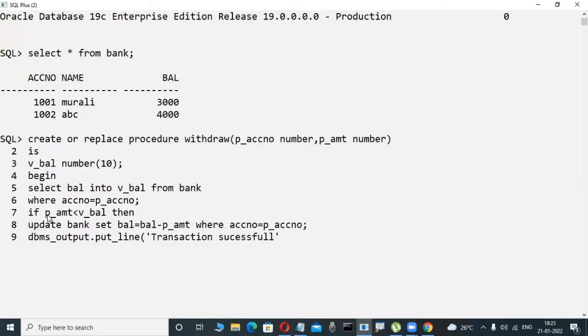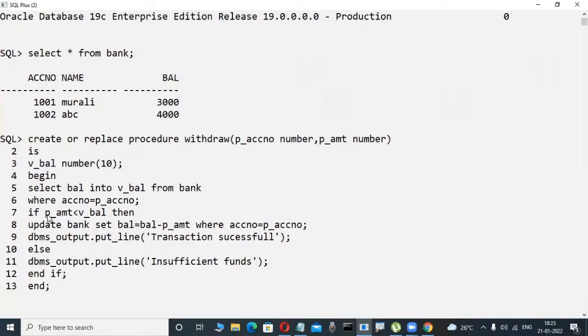Don't worry about this one, just observe it here. Else, simple coding, some coding is there. And now check it out here: insufficient funds, else insufficient funds. Okay, some codings are there. Okay, this is not a difficult coding, take it easy.